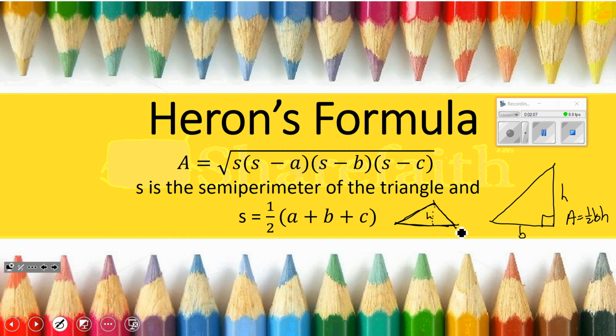It says this. Area is going to be the square root of S times the quantity of S minus A times quantity of S minus B times quantity of S minus C, okay? And we know S is the semi-perimeter of the triangle. How do you find perimeter, by the way? So we're going to add them all up and basically take half of them. That's why it's semi, okay? Because you're going to take half of the perimeter, basically, okay? And that's going to give you your S, okay? Any questions so far?